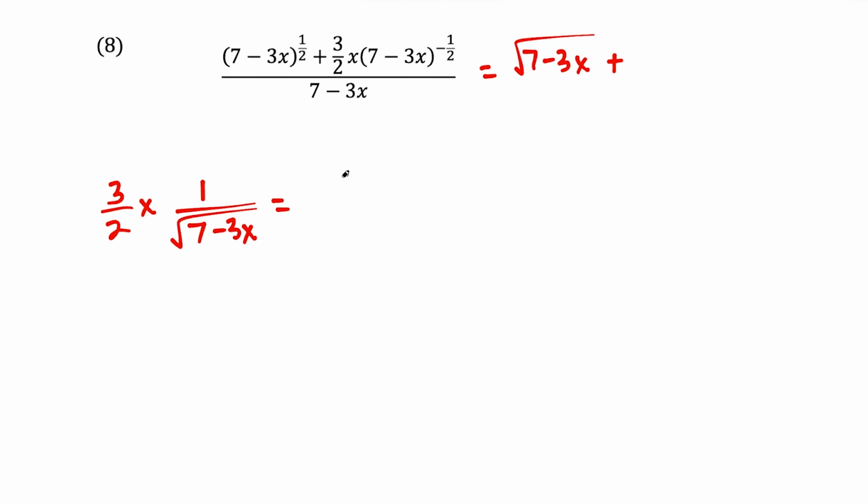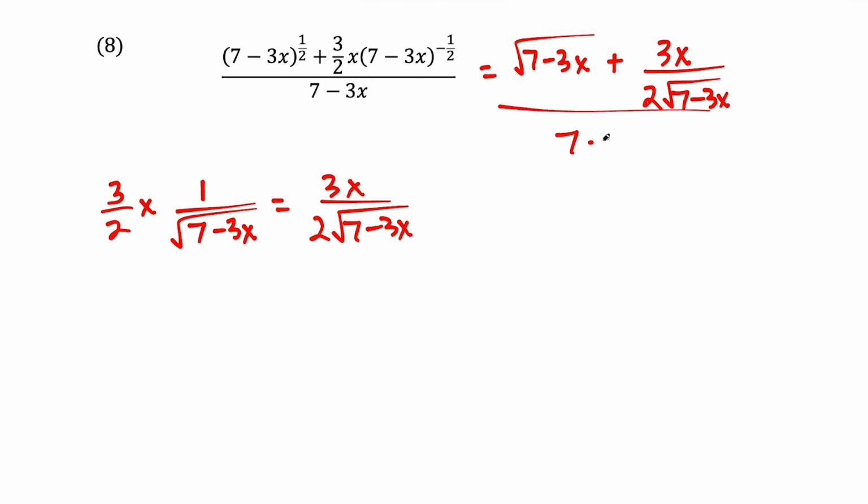And we can combine this into a single fraction. We have 3x over 2 square root of 7 minus 3x. So I'm just going to write that last piece like this. We have 3x over 2 square root of 7 minus 3x. And all of this is over 7 minus 3x. So to get this stuff to cancel out, what we're going to do is we're going to multiply the top and bottom by the least common denominator here. So we're going to multiply top and bottom by 2 square root of 7 minus 3x. So this is happening on top and on bottom.